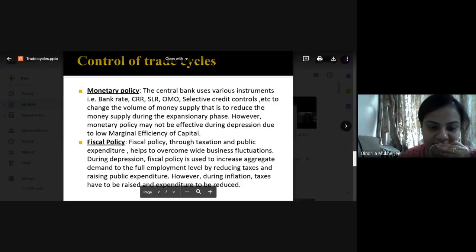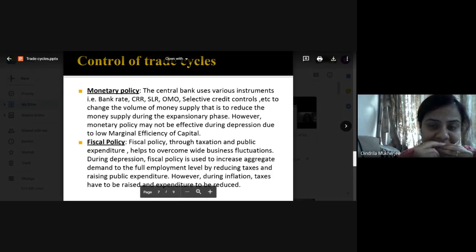Clear? So let us go back to the slide. In the case of monetary policy implemented by the RBI, what can happen? Marginal efficiency of capital can be low, and as a result, monetary policy may not be effective sometimes during the depressionary phase. Okay. Now this was about monetary policy.